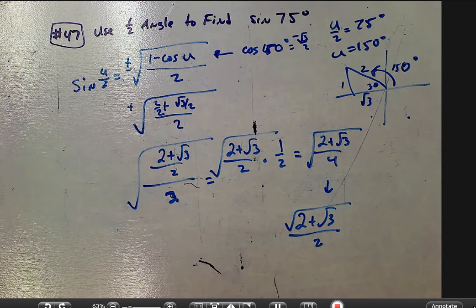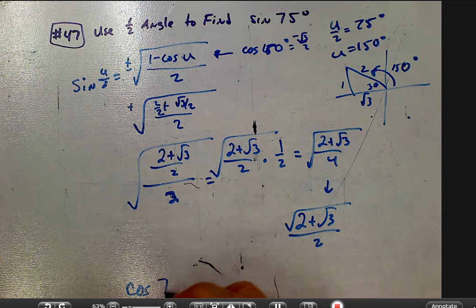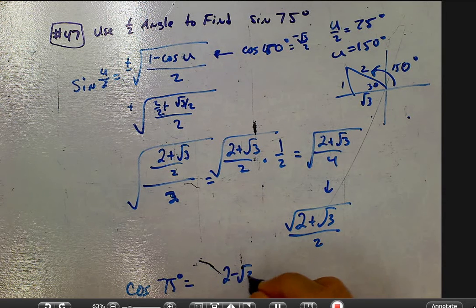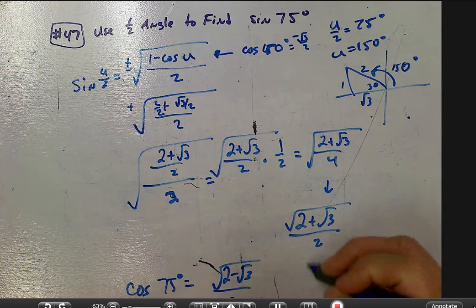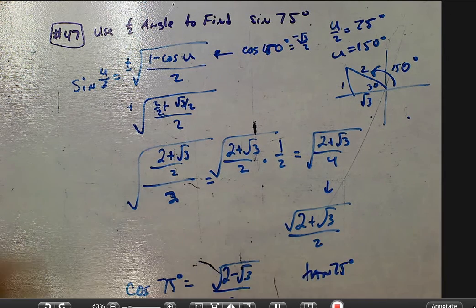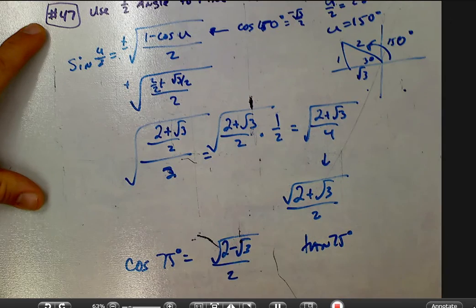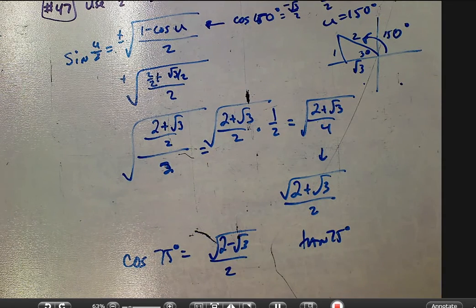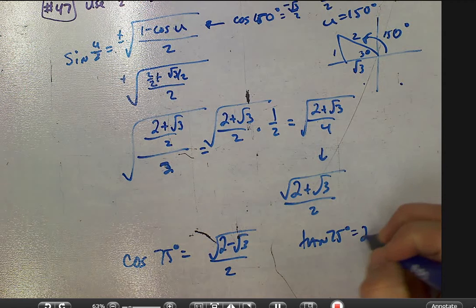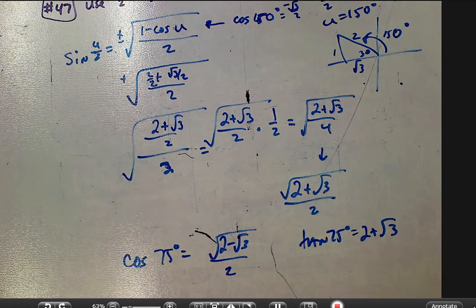If you did the cosine of 75 degrees, you should have come up with 2 minus the square root of 3 all over 2. And if you did the tangent of 75 degrees, because I believe 47 asked you to do sine, cosine, and tangent, I believe you should have come up with 2 plus the square root of 3. So if you have trouble with the cosine or tangent, ask in class and we'll figure those out.